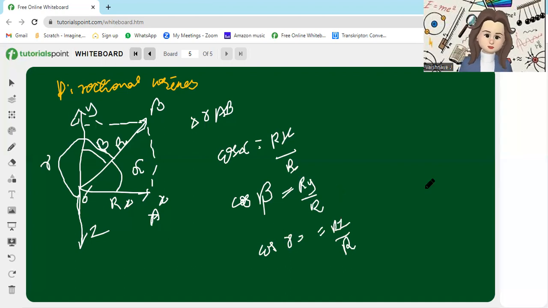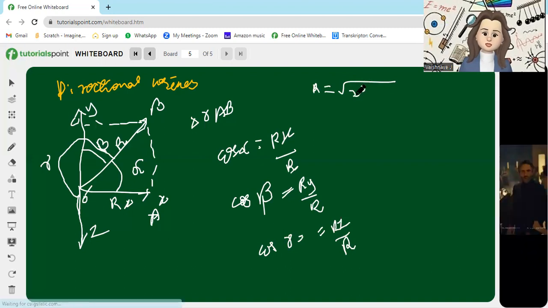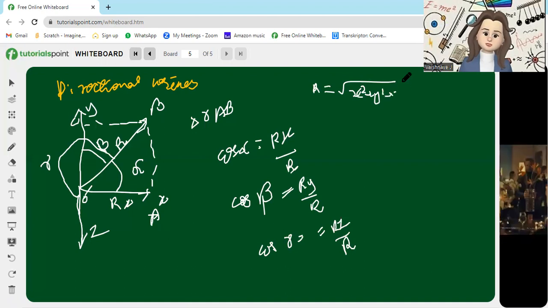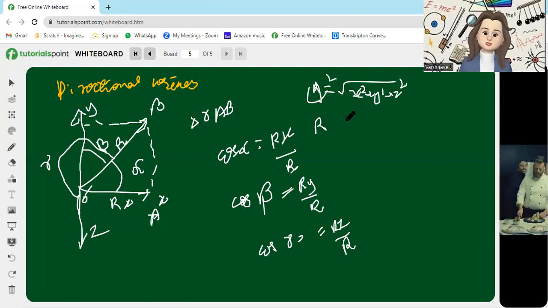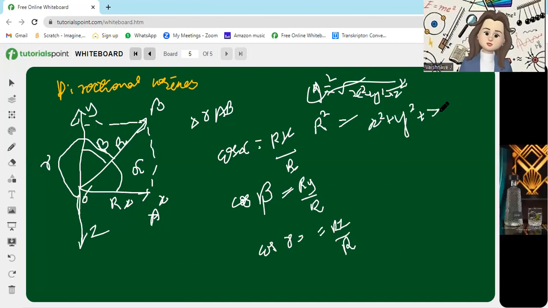Now, what we will do is we will try to do the magnitude of these. Okay? So there's a point to be noted down that the magnitude R is equal to root over x square plus y square plus z square. Then if you square on both sides, this will become R square. We can say that R square is equal to x square plus y square plus z square. Clear? This is a point to be noted down.